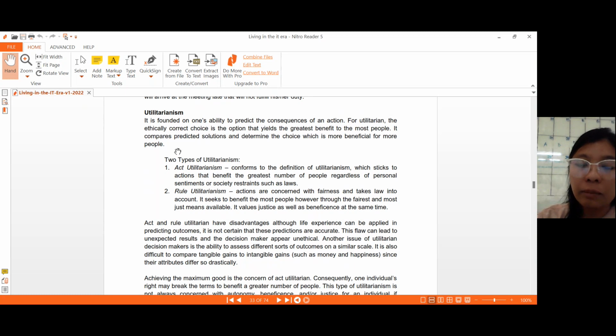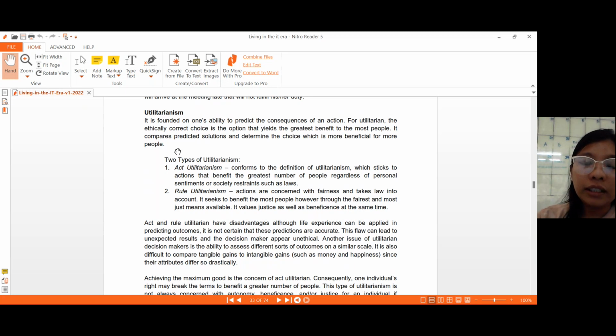Okay, rule utilitarianism naman. Actions are concerned with fairness and takes law into account. It seeks to benefit the most people, however, through the fairest and most just means available. It values justice as well as beneficence at the same time. So sa rule utilitarianism, this is more positive, I would say, than act utilitarianism. Kasi yung act utilitarianism, hindi na niya kinukonsider ang personal sentiments at mga batas. Basta ang concern niya lang ay para iligtas ang mas marami kaysa doon sa kokonti.